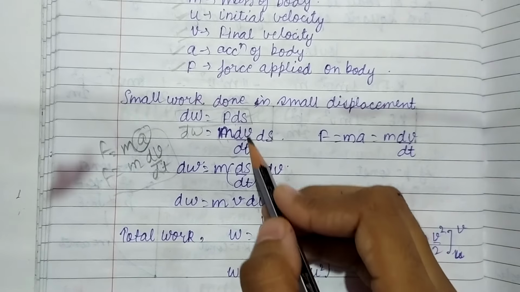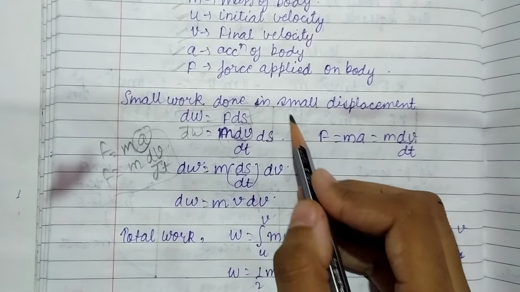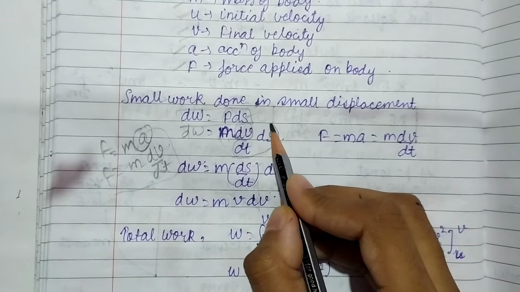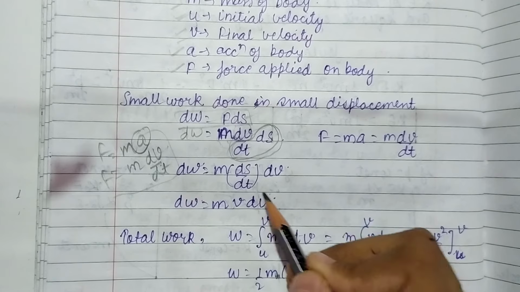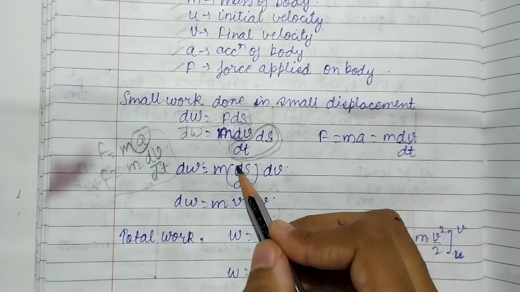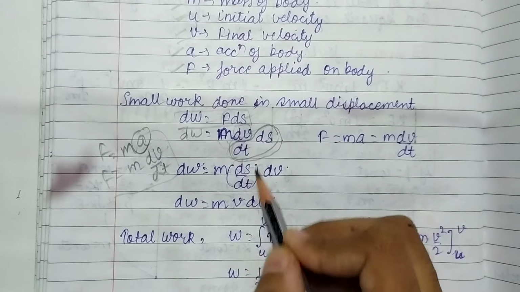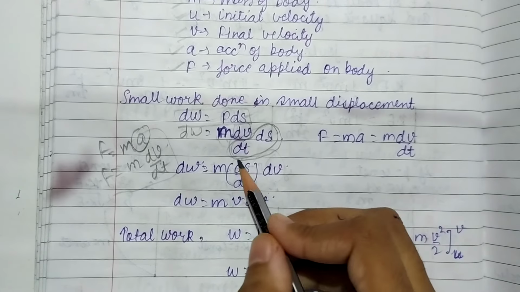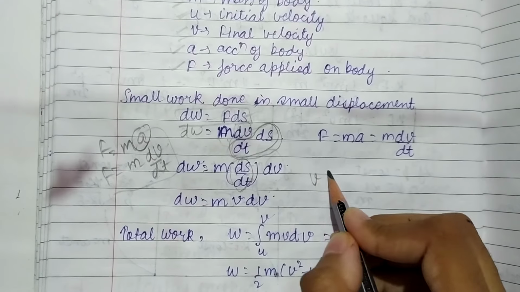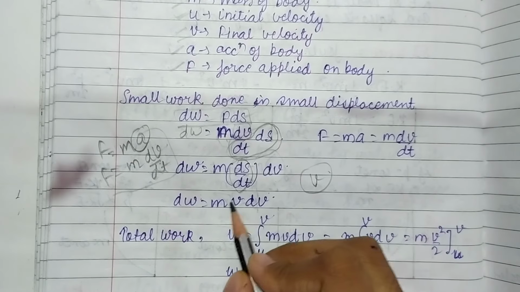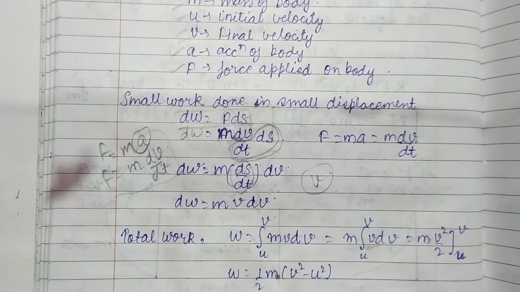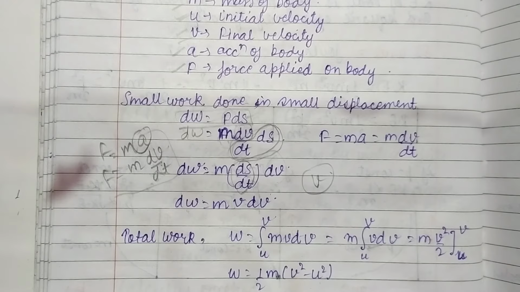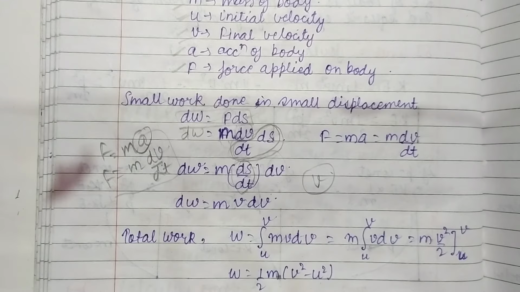Now see, if we put this dv outside and take this dt along with this ds, what do we get? Rate of change of distance with respect to time is velocity. So ds upon dt is velocity, and the equation becomes dW is equal to m v dv. Now this is the small work done, work done in a small displacement.